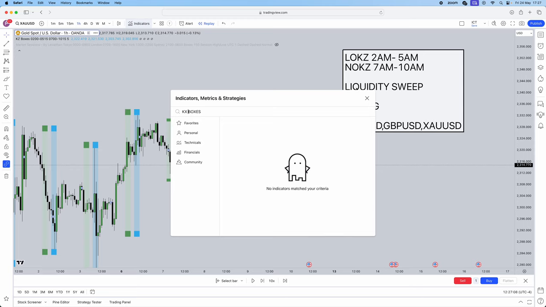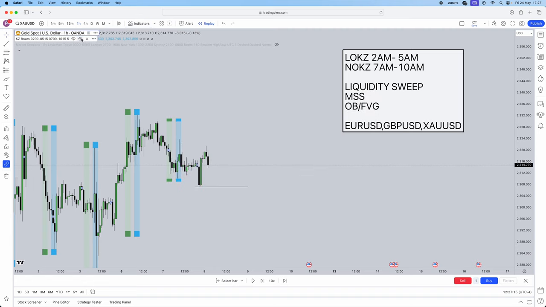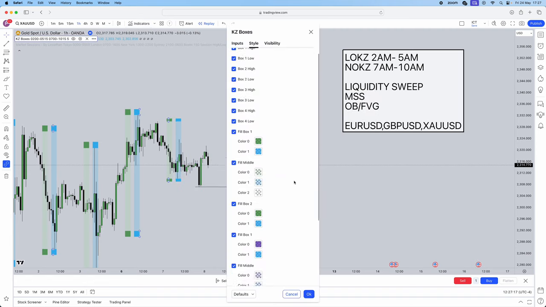Oh, sorry, I didn't mean to put KX. KZ boxes by David, and ICT KZ boxes. And if you want to use my settings, these are the settings that I use.